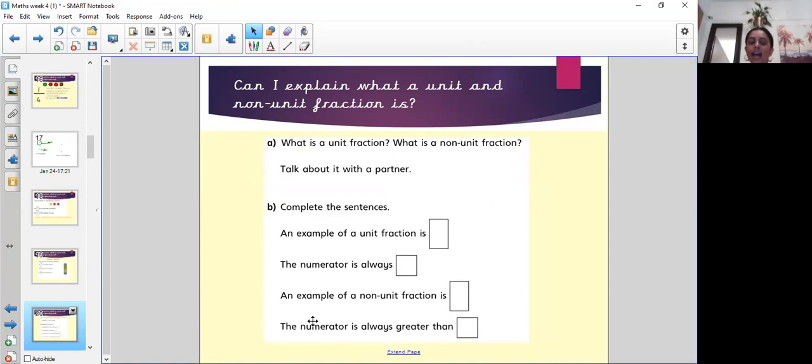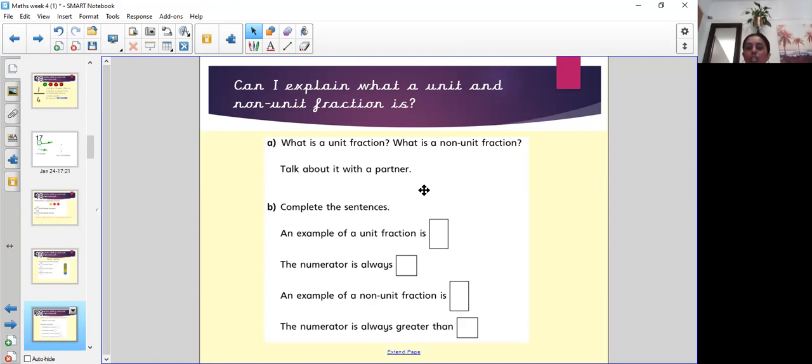So here it has a little challenge for you. What is a unit fraction and what is a non-unit fraction? You can write 2 examples if you would like to. B, it says complete the sentences. An example of a unit fraction is, the numerator is always. An example of a non-unit fraction is, and the numerator is always greater than. So I'm going to give you a few seconds. Remember to pause the video in case that's not enough time, and I will go through that with you. Great, so have a go at defining this. Maybe you could write it down and post that onto the Tapestry.